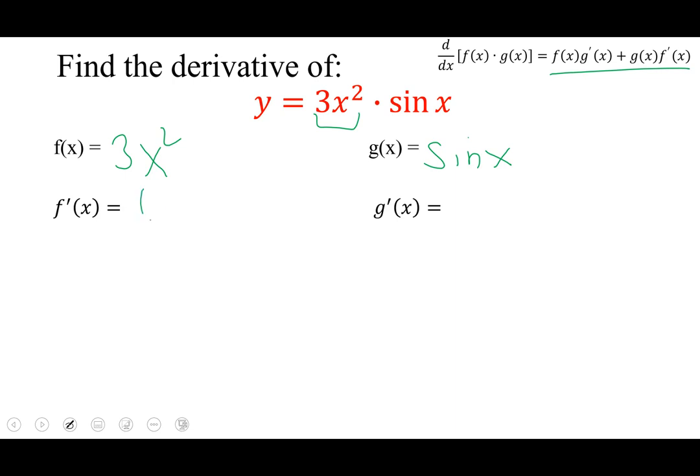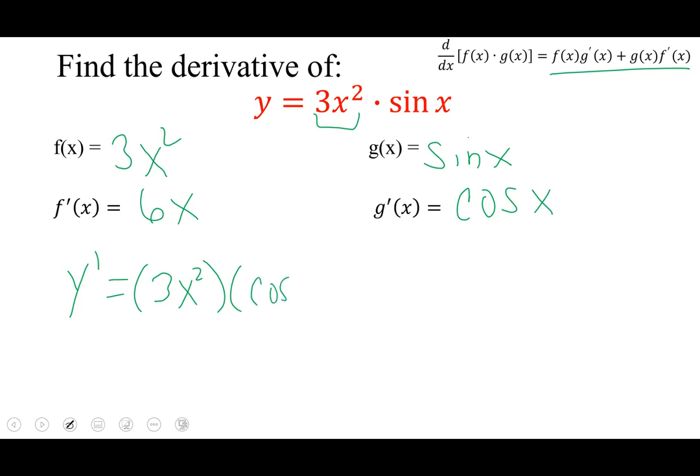The derivative of 3x squared is, of course, 6x. The derivative of sine, whether you remember or have to look at your formula sheet, is the positive cosine. So because this problem was a y, we're going to call the derivative y prime. And again, using the formula, it's going to be the first f times the derivative of the second, which would be cosine, plus the second, which is the sine, times the derivative of the first, which would be 6x.